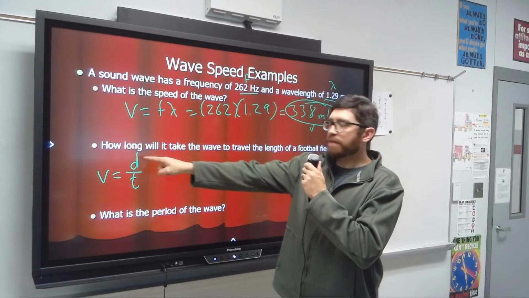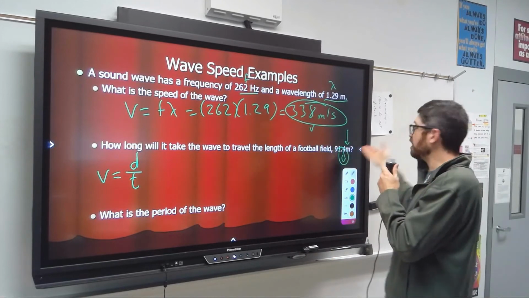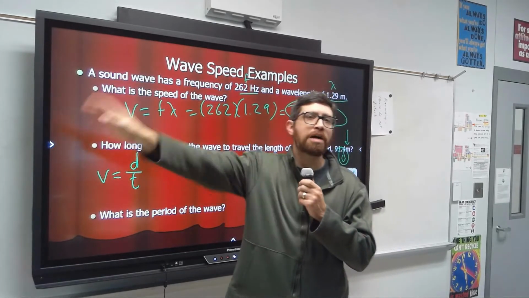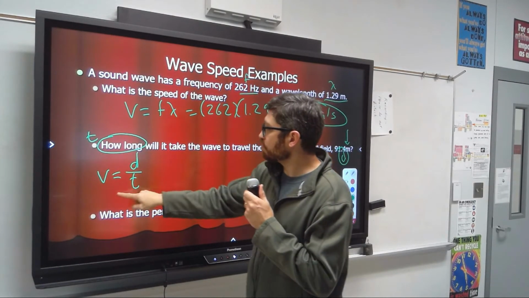How far is this wave going to travel? Well, that's what this is. That's the simple distance we want the wave to travel. I can change that distance. How long will it take it to go 2 football fields? How long will it take it to go a mile? Whatever it is. And then the time is what we're solving for right there.